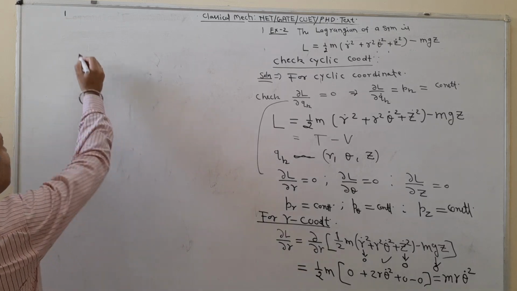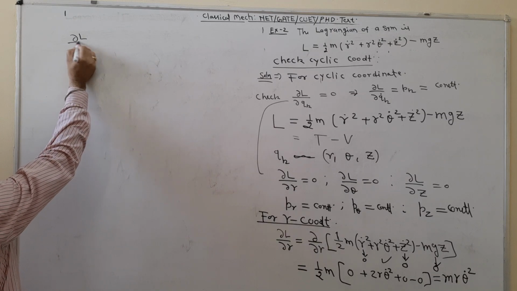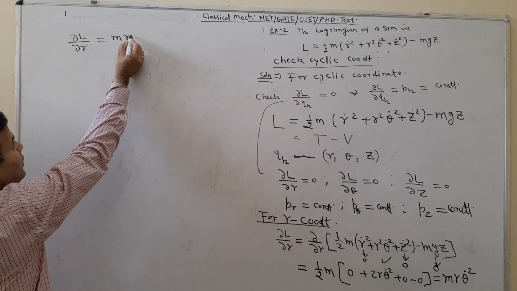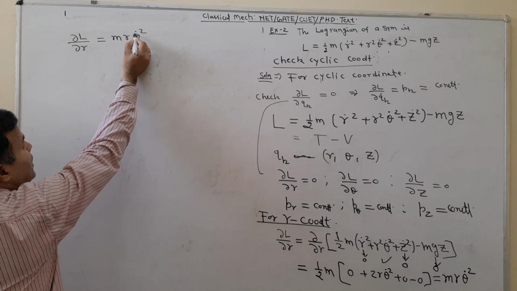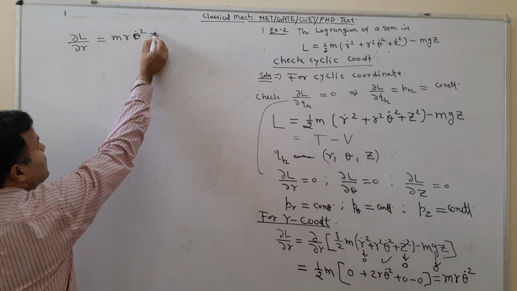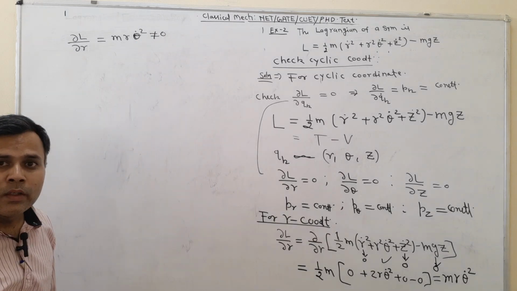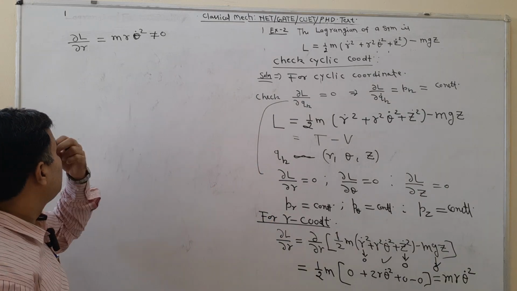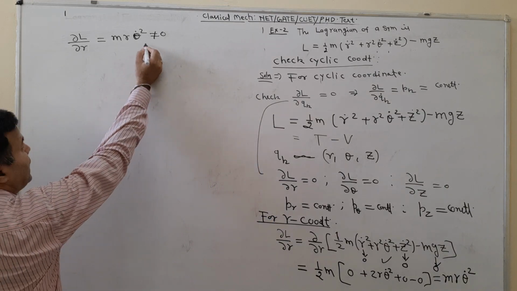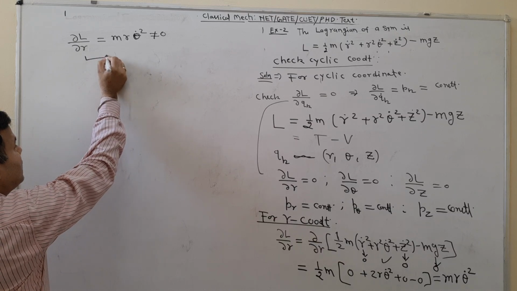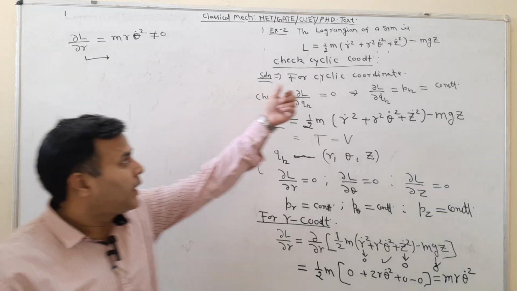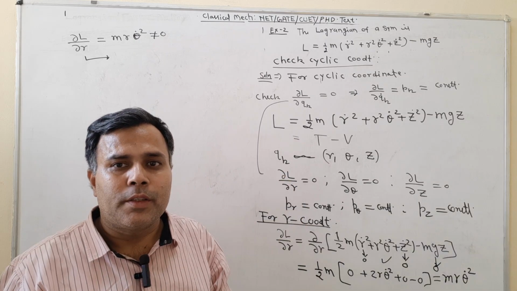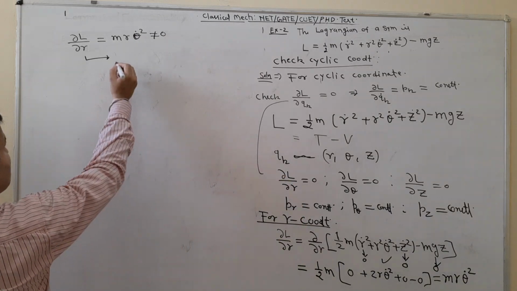So what is the profile of our del L upon del r? Del L upon del r is simply m r theta dot square, which is not equal to 0, which means there is no cyclic coordinate in r. Our dynamical system, or this Lagrangian system, has no cyclic coordinate corresponding to the r coordinate.